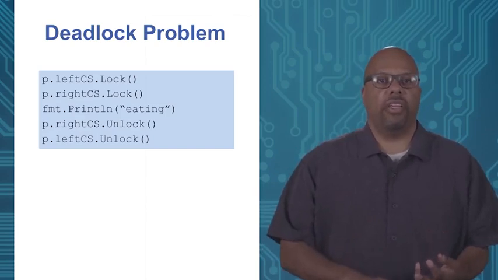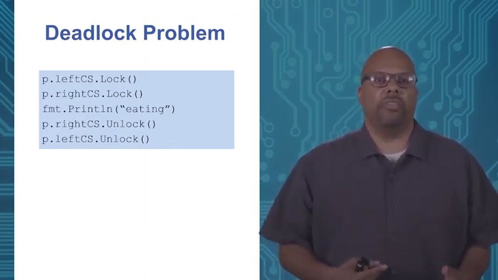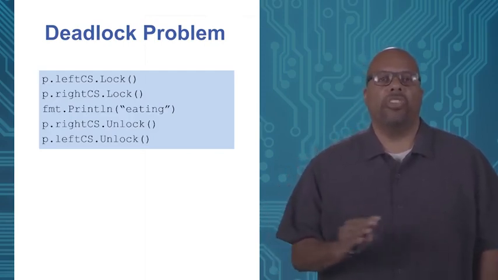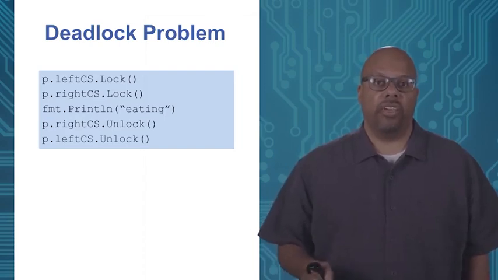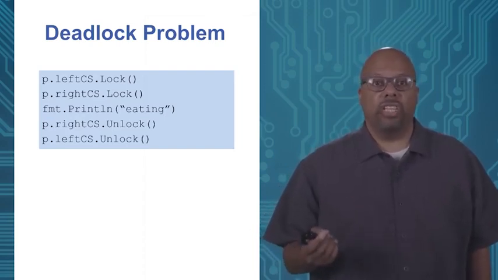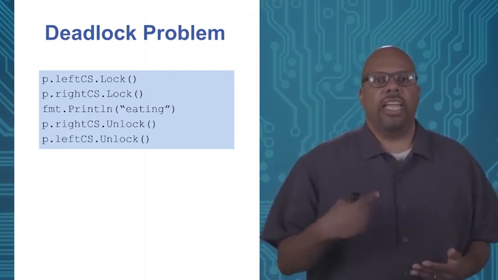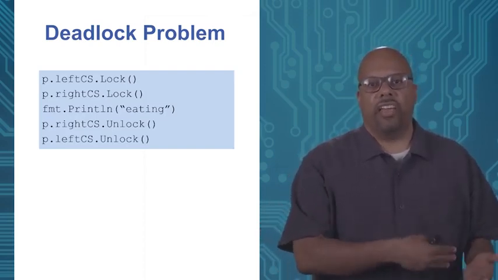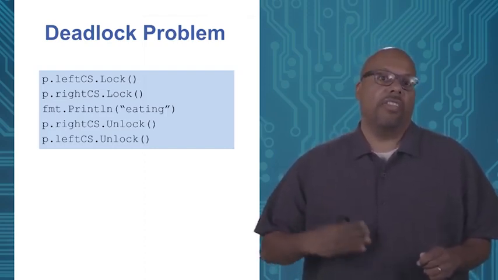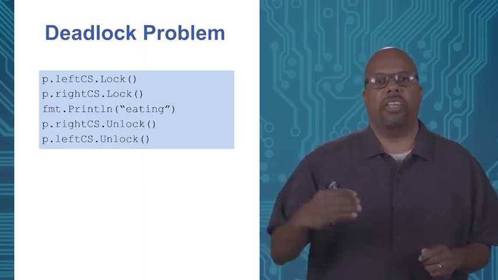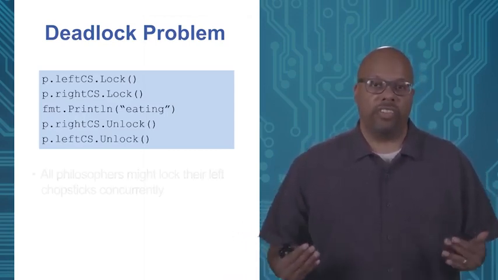First it grabs its left chopstick, locks its left, then it locks the right, then it eats, then it unlocks the 2 chopsticks. So now we don't know what interleaving is going to happen between these different philosophers, right? But there is an interleaving where each one of these 5 philosophers executes its first lock, locking the left chopstick, without going on. And then the next philosopher does that, grabs its left. The next one grabs its left. Each one of these 5 could grab its left chopstick before they continue.